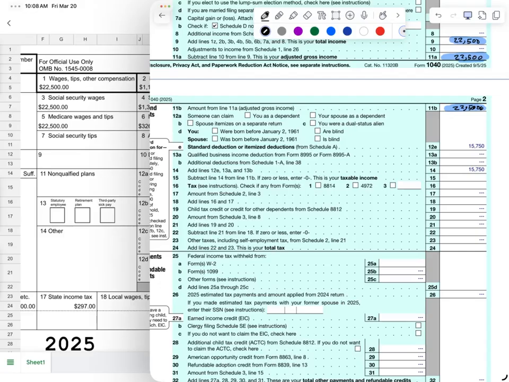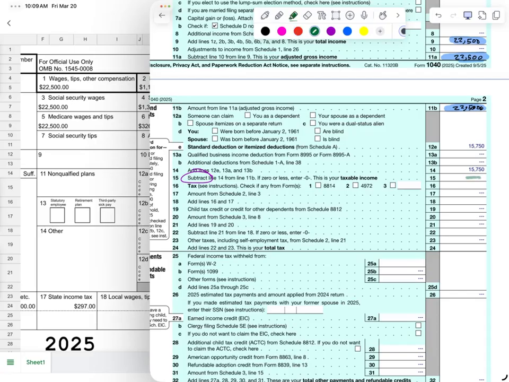Subtract this number. So basically, we are now going to subtract. I'm going to circle this. You're going to subtract these numbers to get me this.